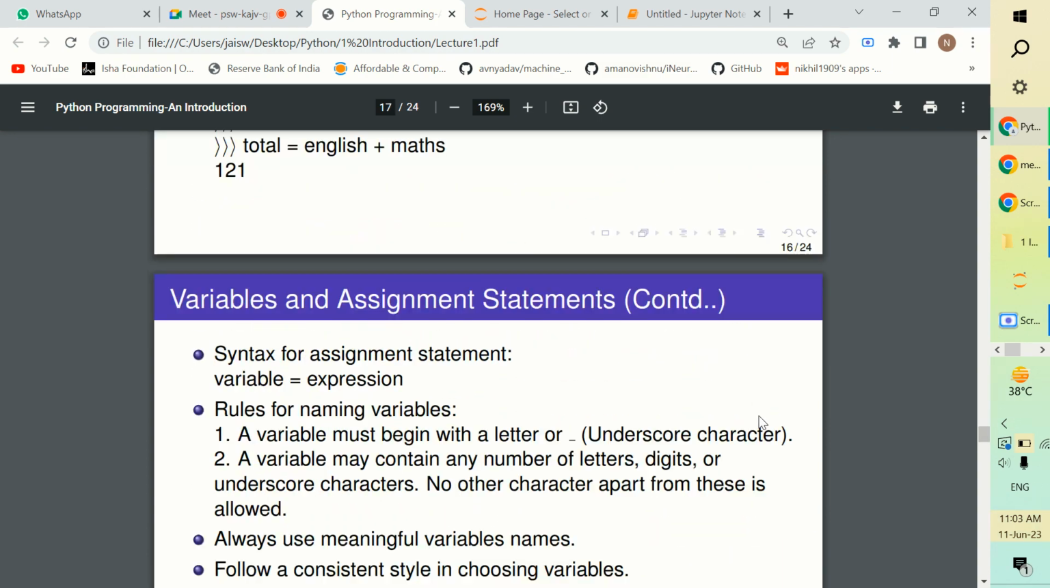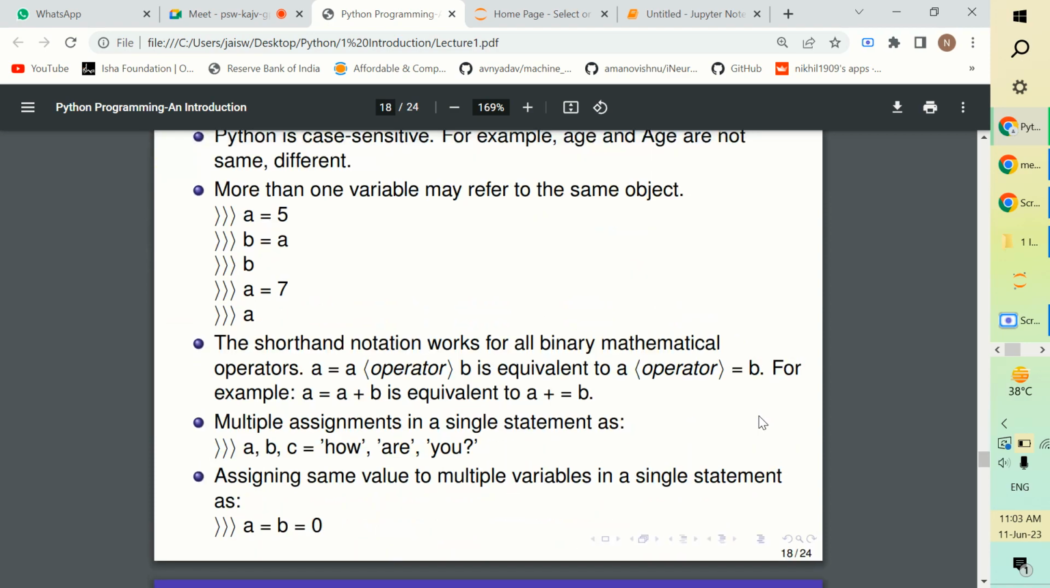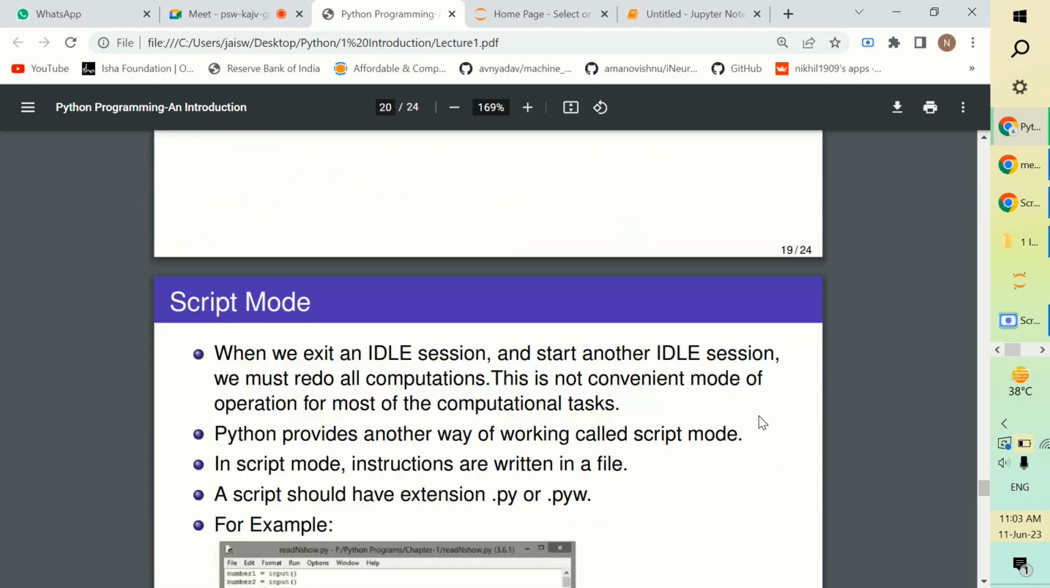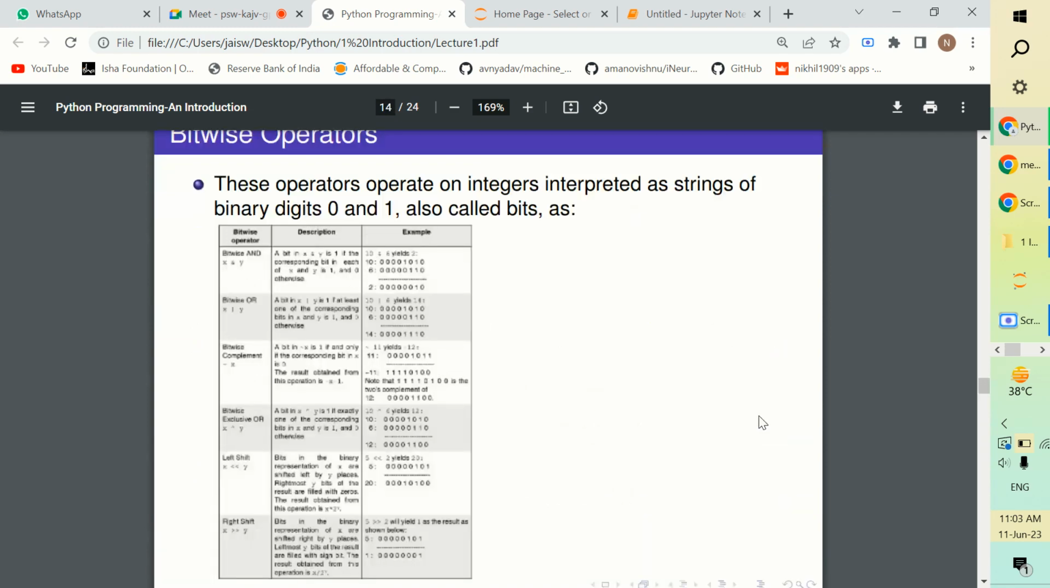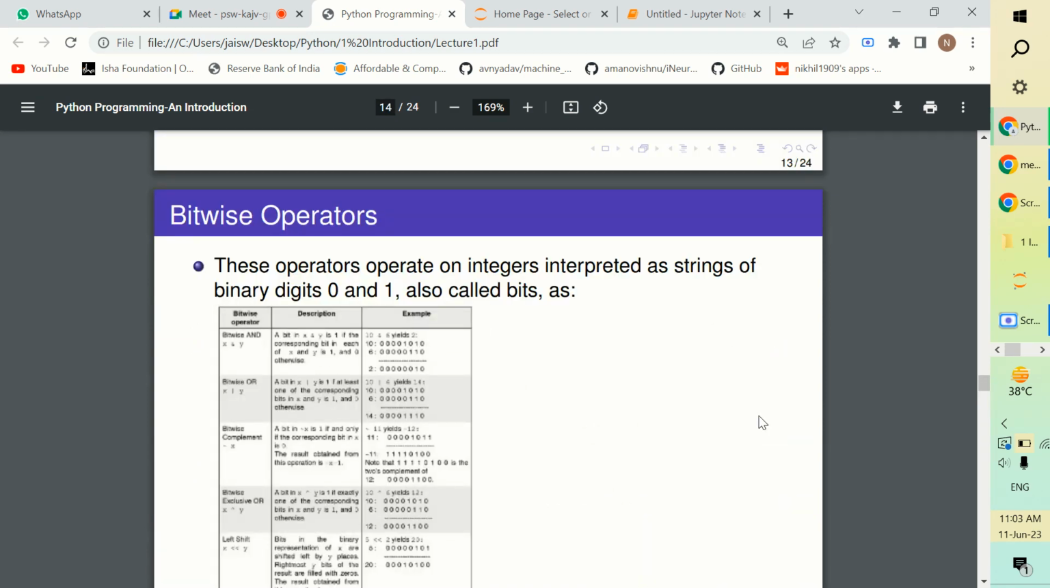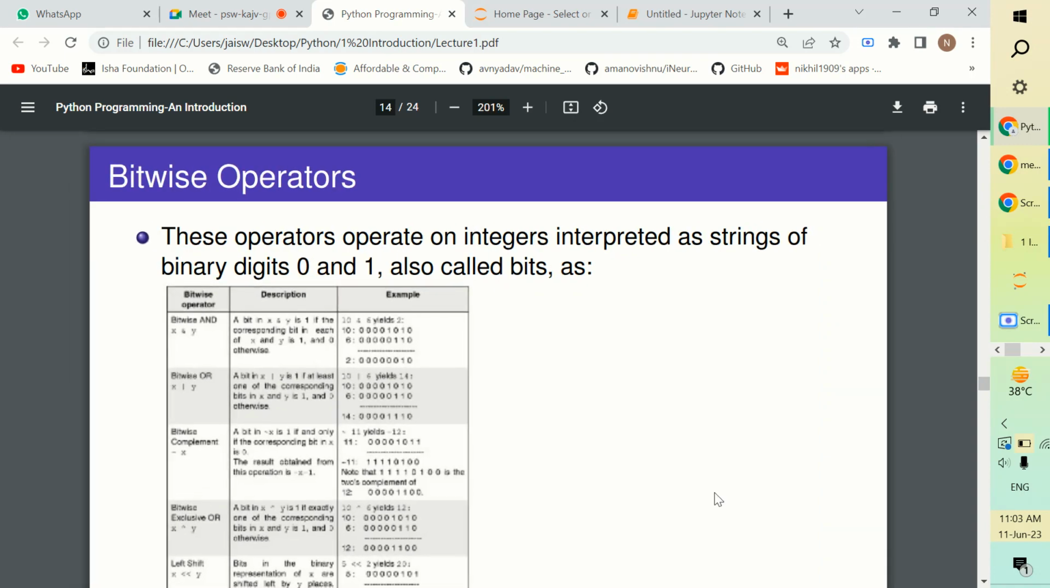Okay, bitwise operator. Then we have these bitwise operators. Bitwise operators are operated on binary digits. What are binary digits? 0 and 1 are binary digits.